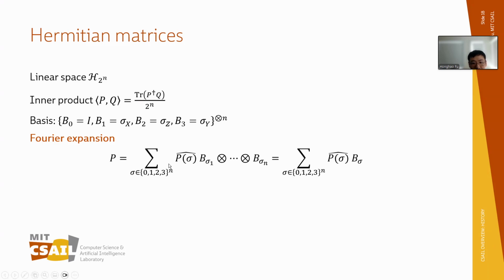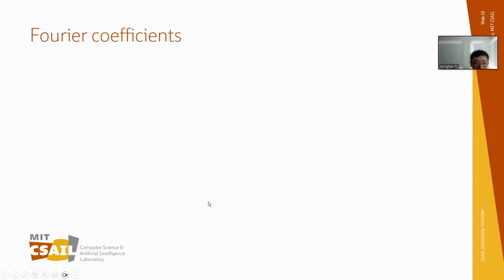And the coefficients, or we call them the Fourier coefficients, are denoted by p hat sigma, and this sigma tells you which basis this is. You can calculate this coefficient by taking the inner product of the poly basis and the matrix P. Then we define the degree of a matrix P to be the maximum weight of the sigma such that P hat sigma is not 0.